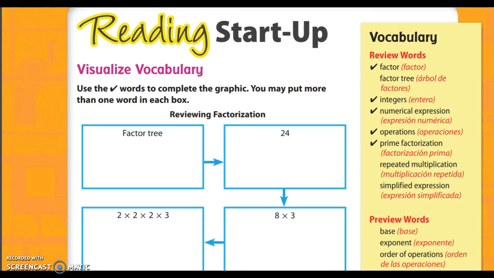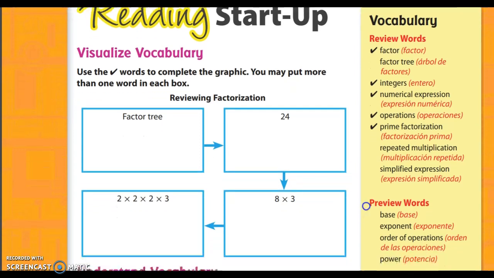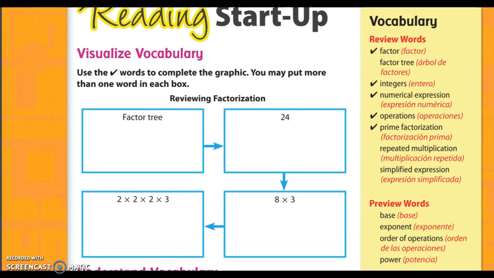It says, visualize vocabulary. Use the checkmark words to complete the graphic. You may put more than one word in each box. So we're looking at the check words. Our choices are factor, integers, numerical expression, operations, and prime factorization. Alright, so what goes where? Well, a factor tree includes things like factors. So I'm going to put the word factor in here. And it includes prime factorization.